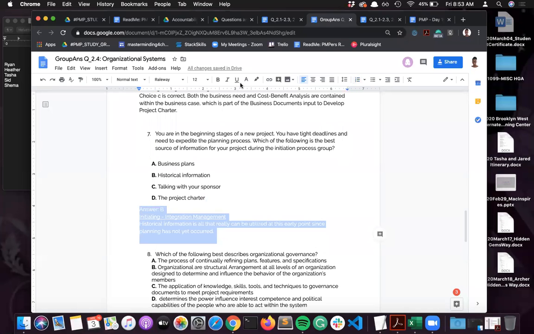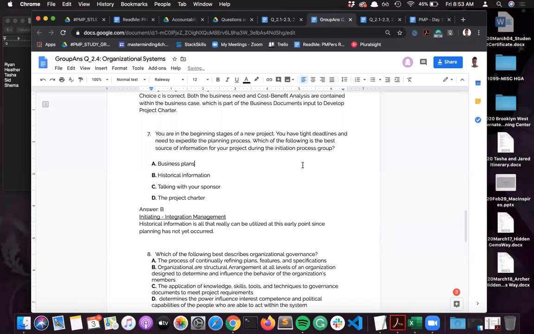The answer, because it encompasses the other, right? Is it B or D? B, really? It's B. I was going with D because I thought the charter would already contain both the business plan as well as the historical information. That was my reasoning, because if you're at the planning stage, you've already passed the charter.